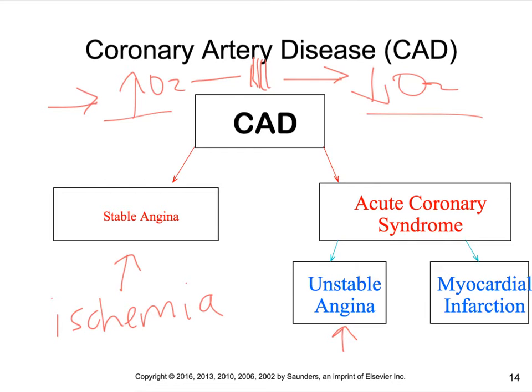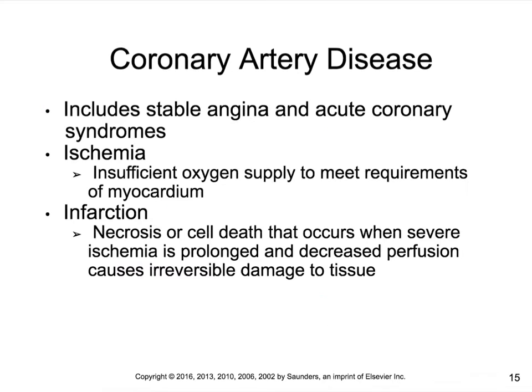I have some slides here that help look at that a little bit further, but I wanted to do this slide to help you understand the different terms. This is again reviewing all those terms. Coronary artery disease includes the term stable angina and acute coronary syndromes. And remember, what's under acute coronary syndromes is also unstable angina and myocardial infarction.